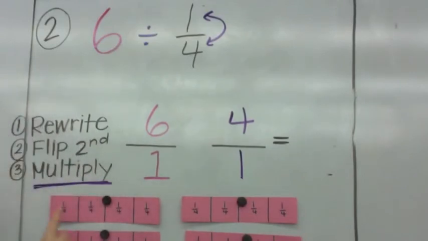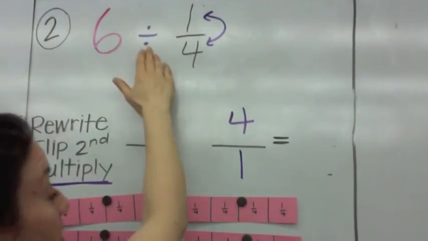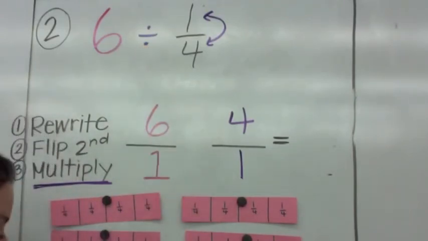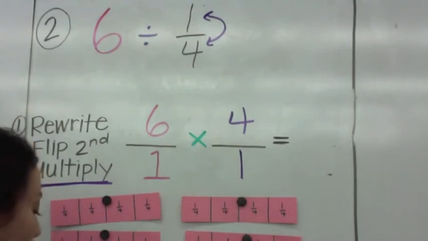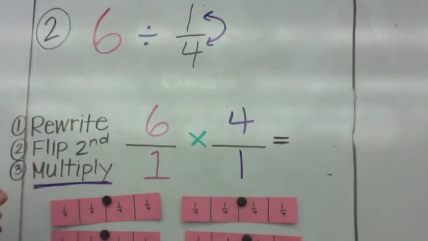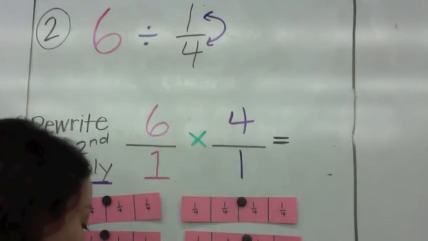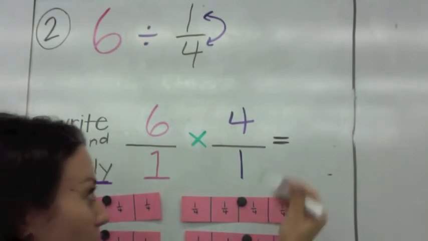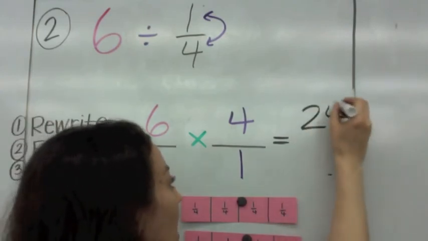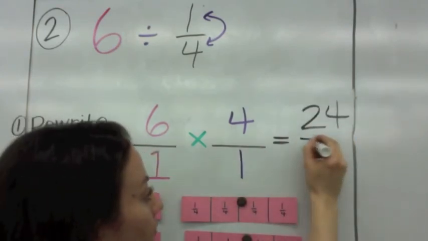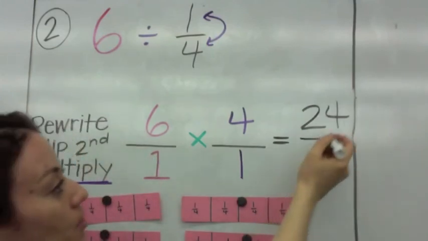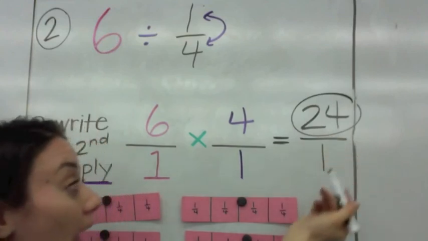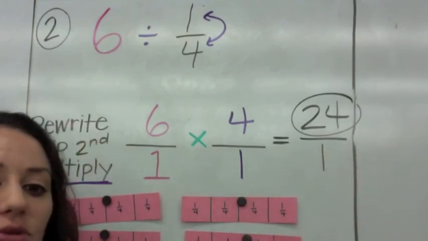Yes. And what do you have to do to these fractions? Although it is a division problem, division actually asks you to multiply. So when you multiply across, you're going to get 6 times 4 is 24. Isn't that what we said it was? And then 1 times 1 is 1. So the answer is going to be 24. You don't have to write 1, but the answer is 24.